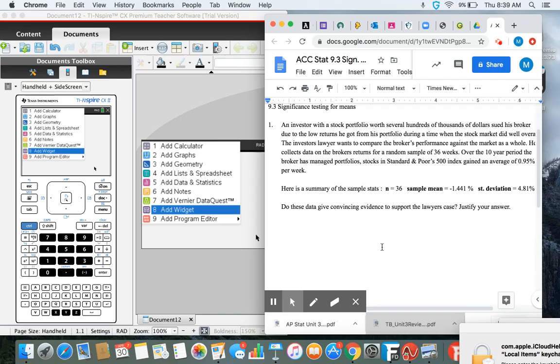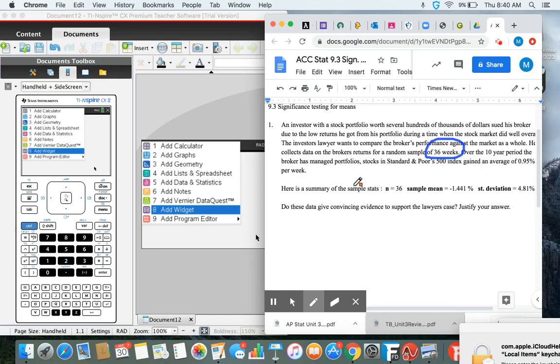Okay. So question one says, an investor with a stock portfolio worth several hundreds of thousands of dollars sued his broker due to low returns he got from his portfolio during a time when the stock market did well overall. The investor's lawyer wants to compare this performance against the market as a whole. He collects data on the broker's returns from a random sample of 36 weeks. So that's important, the fact that we've sampled 36. Over a 10-year period, the broker has managed portfolios. Stocks in the S&P 500 index gained an average of 0.95% per week.